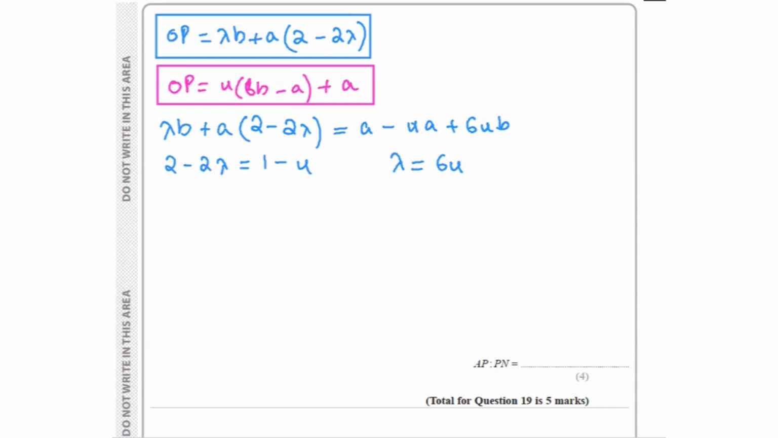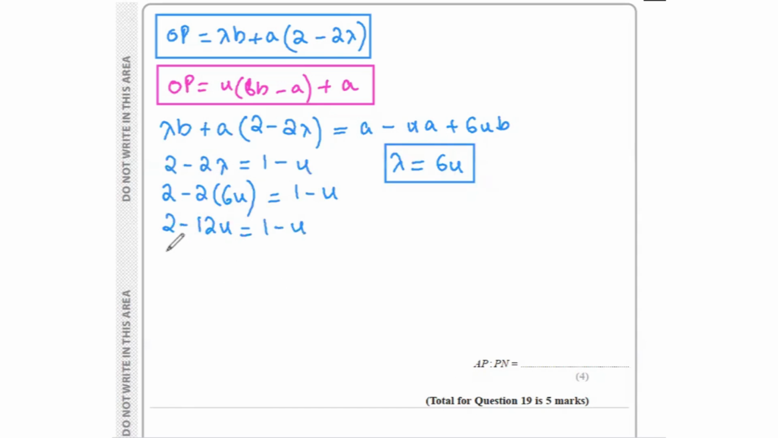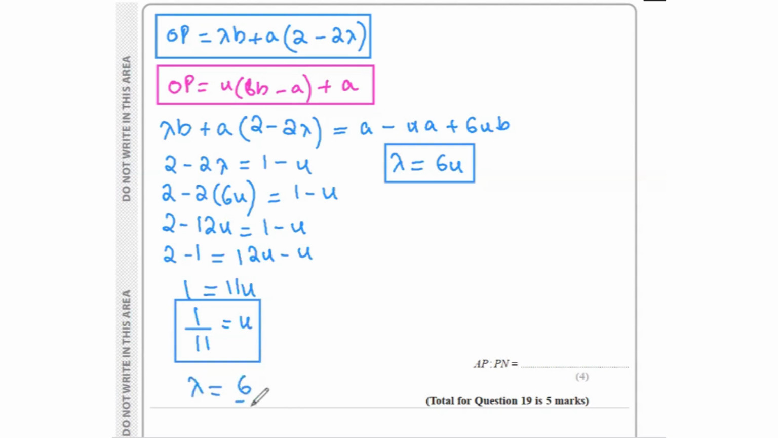So let's highlight this. That's going to be 2 minus 2 times 6 mu equals 1 minus mu. 2 minus 12 mu equals 1 minus mu. 2 minus 1 equals 12 mu minus mu. That's 1 equals 11 mu. And 1 over 11 equals mu. If 1 over 11 equals mu, lambda is going to be 6 over 11.